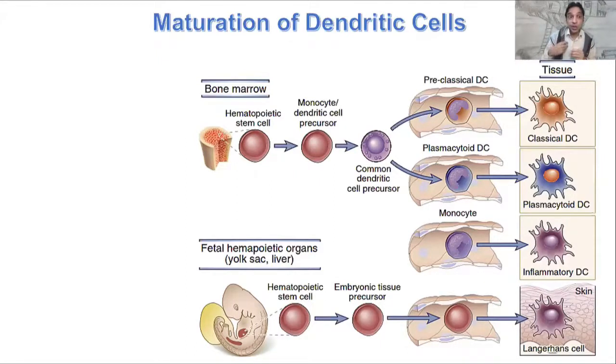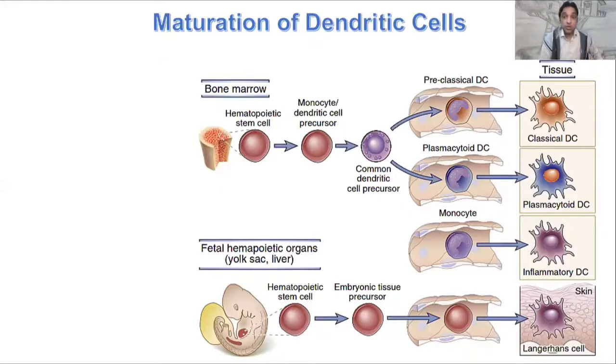But think about the internal organs. Think about the internal tissues. So nature has placed the dendritic cells in all those tissues. Some of them are called classical dendritic cells. Some are called plasmacytoid dendritic cells.